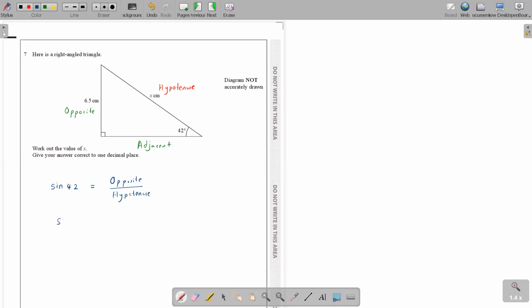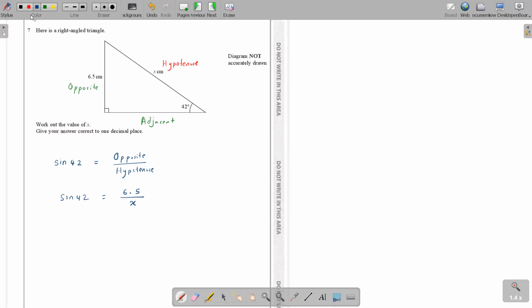So you don't need to write that step, actually. You can skip that step. Okay, so I just wrote it down. So opposite is, in this case, 6.5 over hypotenuse is x. Okay, so now it's a matter of making x the subject. So x can be brought to the other side as a multiplication. So sine 42 multiplied by x equals 6.5. So you end up getting x equals 6.5 over sine 42.